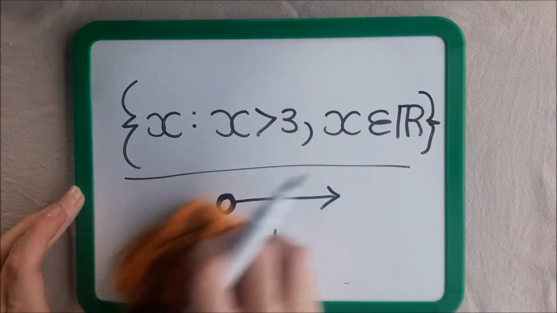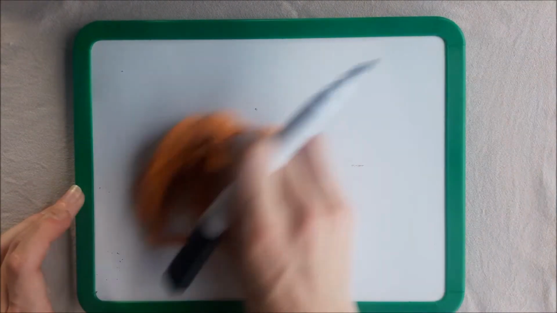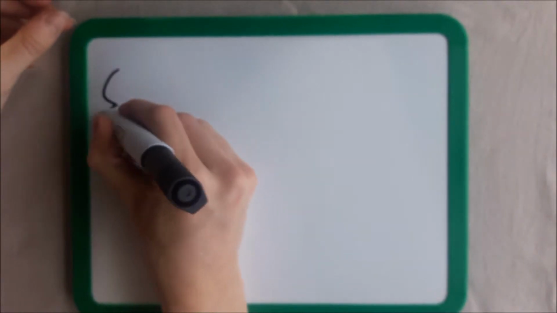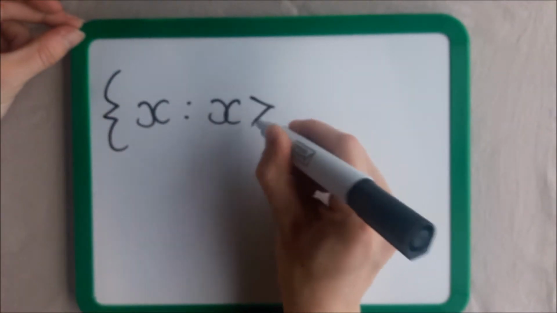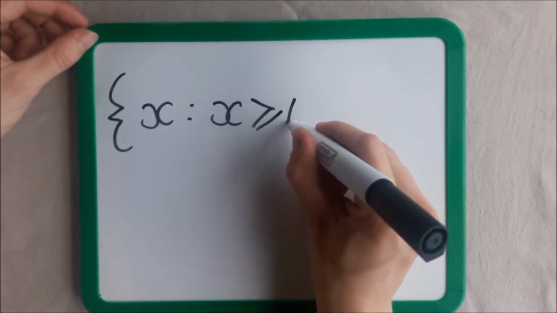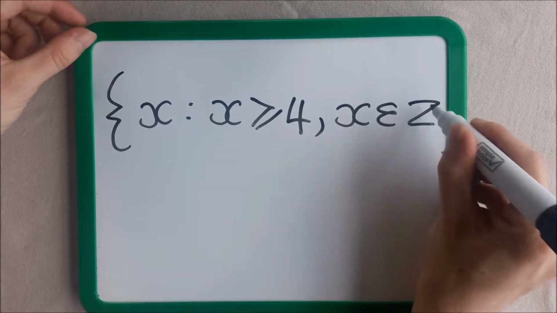It changes up a little bit if we decide to do another one with set-builder notation, but we're going to work with integers instead. Once again, we have the set-builder notation. x is our element. Let's say x is greater than or equal to 4, and x is an element of the integers.